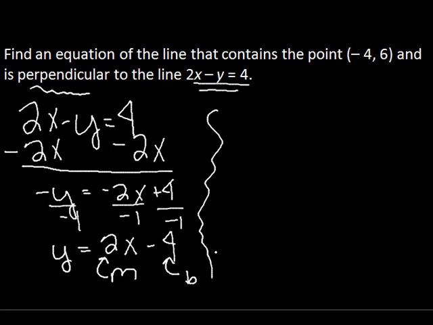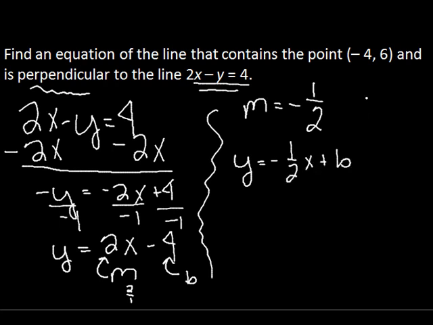So let's talk about the perpendicular line. The perpendicular line, remember, has to have negative reciprocal slope from this line. So the slope of this line is 2 over 1. So the slope of the perpendicular line will be negative 1/2. So y equals negative 1/2 x plus b.